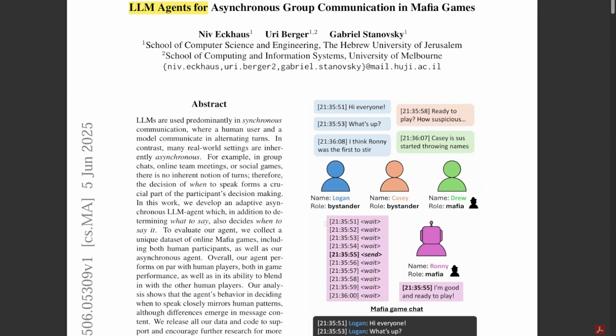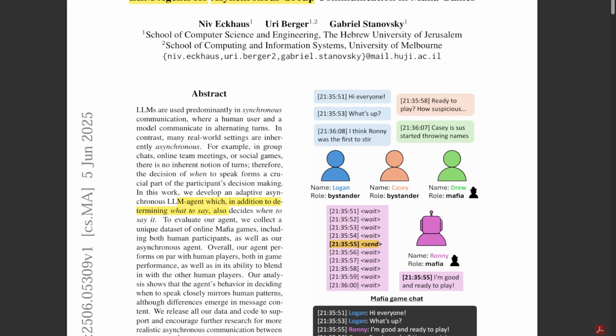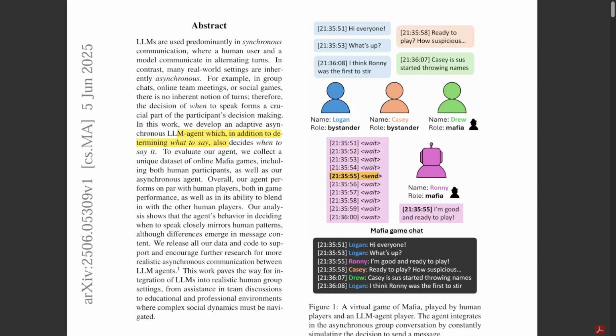And what's so interesting here, I think, is how this research, it's from Eckhaus, Yuri Berger, and Gabriel Stanovsky, researchers at the Hebrew University of Jerusalem and the University of Melbourne, really bridges a critical gap. A gap in how LLMs interact. Exactly, how large language models interact in these really dynamic, fluid settings. So our mission today is to really dig into this paper. We'll look at their adaptive LLM agent, how it handles this tricky social timing thing in group chat, specifically in a game setting, and what it all means.